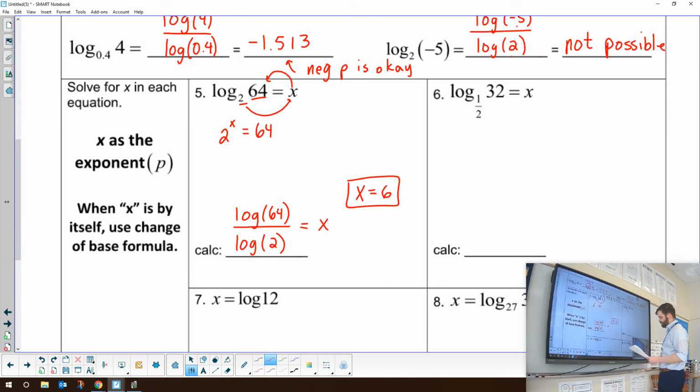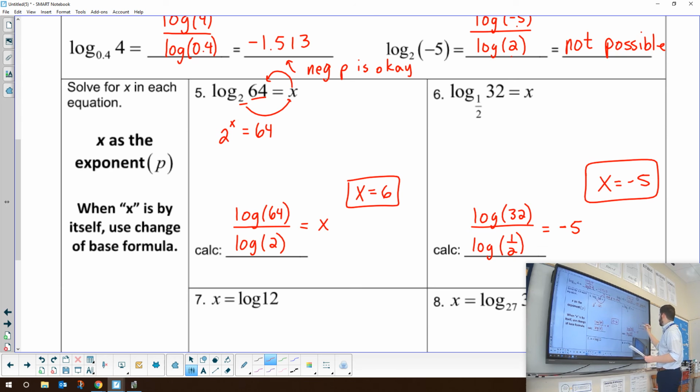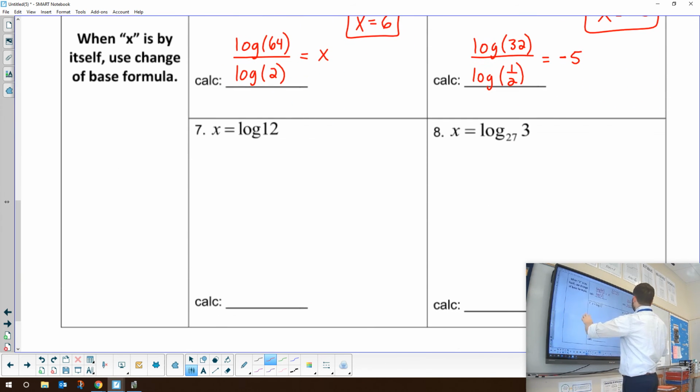Okay, now let's try this one. Let's calculate our logs. Let's go log of our value, which is 32, over log of my base, which is 1/2. Plug that into my calculator and we get negative 5. So we get an answer of x equals negative 5. We're just putting our value on top, our base on the bottom. Hopefully you can see how we plug this into our calculator. Let's move on to the next one.